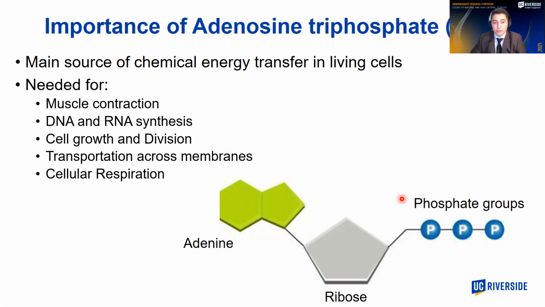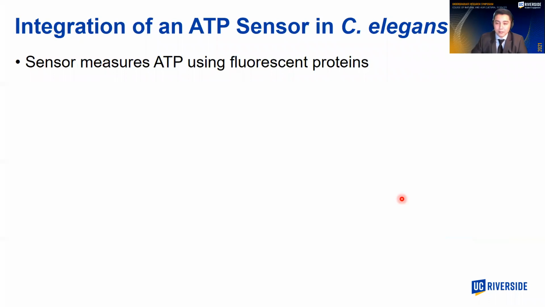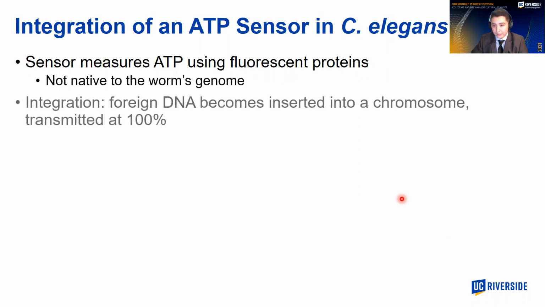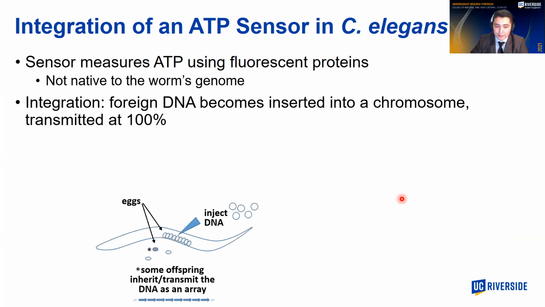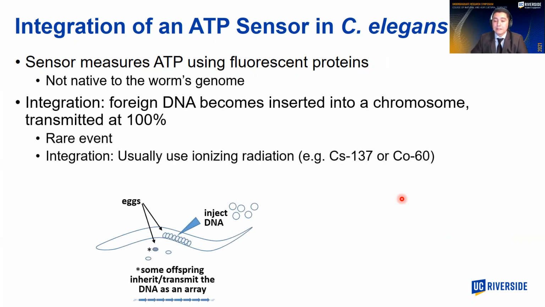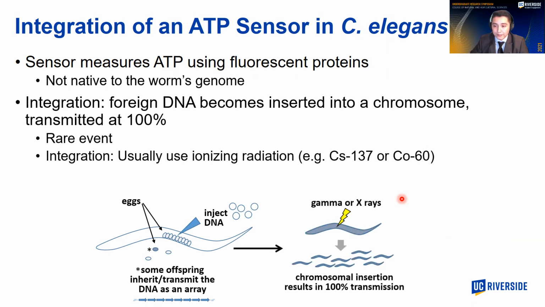And we're going to try to measure ATP using an ATP sensor that we're going to integrate into the intestine, to be expressed in the intestine of the worm. However, the sensor is not a machine. It's made out of fluorescent proteins. Therefore, it is coded by a gene that is not native to the worm genome. Therefore, we must integrate it into the genome so that it can be transmitted evenly across the population. So what we do is we inject that DNA into the worm, and then when we radiate it with gamma radiation, it'll create double-stranded breaks that separate the DNA, and by chance, the gene is integrated.